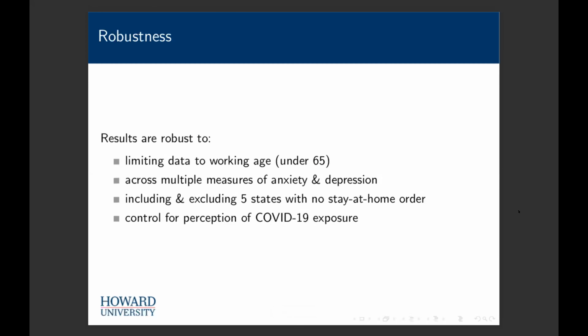So our results are robust to limiting our data to those individuals under 65. It's across multiple measures of anxiety and depression, including and excluding the 5 states with no stay-at-home order, and controlling for perception of COVID-19 exposure. We asked questions similar to the previous presentation, whether individuals knew someone that passed away from COVID, whether they were exposed to COVID. So we were able to get at a sense of perception of COVID exposure.